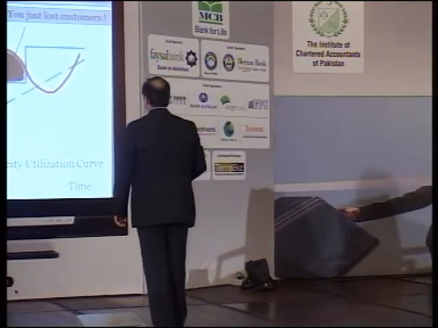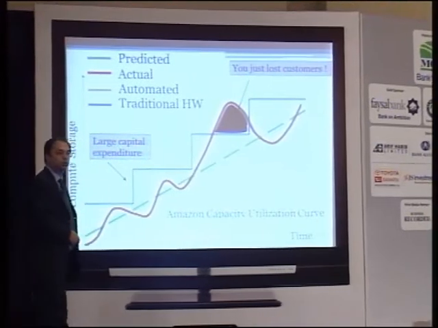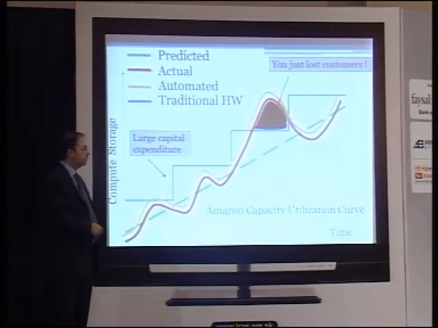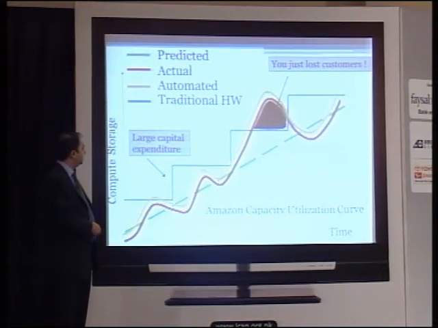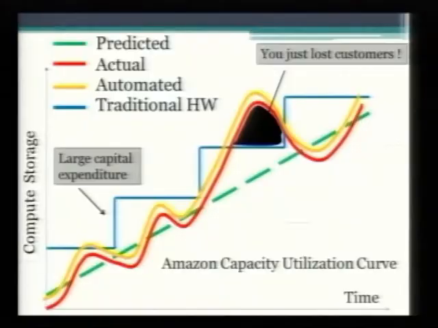So, look at this. This is now going to be an orange graph, and this is how cloud changes the dynamics. You see that? Have another look. This orange graph is what you can do with cloud. You can follow your actual usage very closely. And what does that really mean?